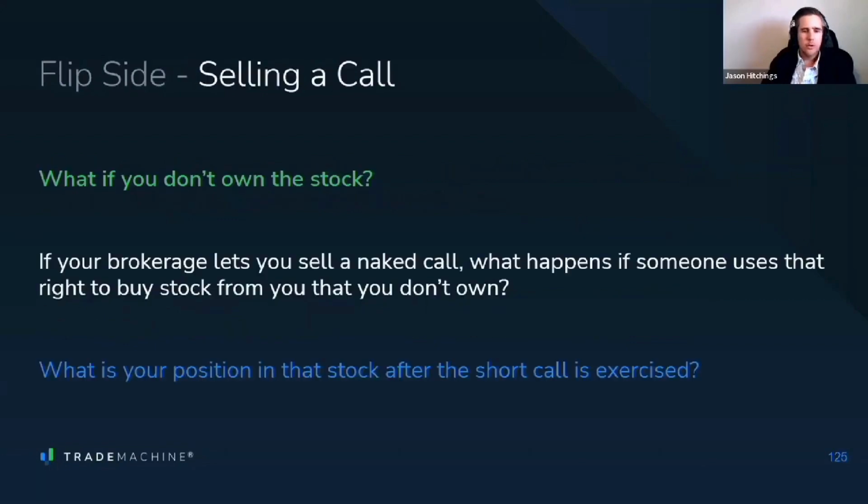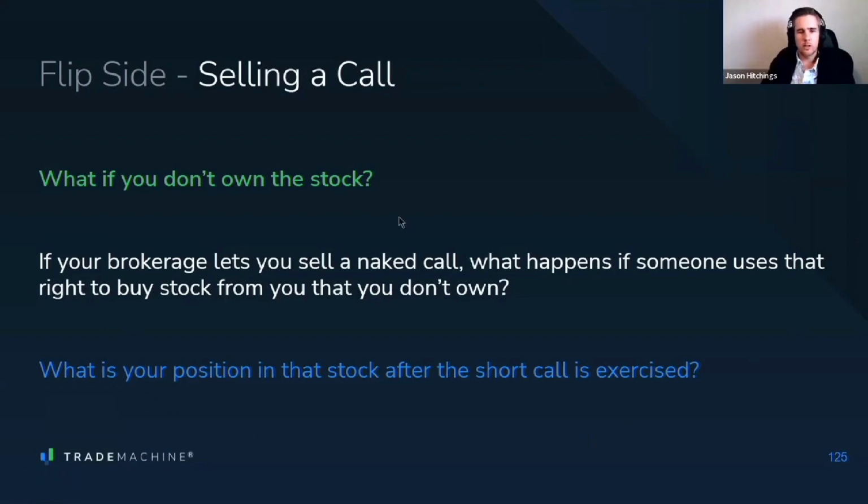So one question becomes, well, what if you don't own the stock? Now, there's a pretty good chance if you don't own the stock, if you don't have enough option privileges, that your brokerage won't let you sell a call. But let's say that you do have the appropriate amount of privilege. I think it's options level 2 to do that, or actually probably 3 to sell a completely naked option.